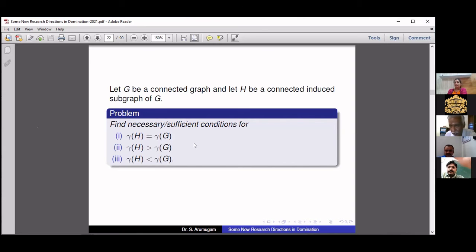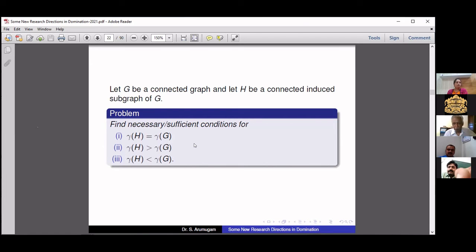For a single vertex, what are the references? Take the book Fundamentals of Domination in Graphs by Haynes, Hedetniemi and Slater. There is one chapter called Changing and Unchanging of Domination Number. They discuss when a vertex is removed, how the domination number changes or remains unchanged. For a single vertex, they have studied the problem. For general subsets, they have not studied the problem. That is why I say that this whole thing is a new way of looking at the problem.